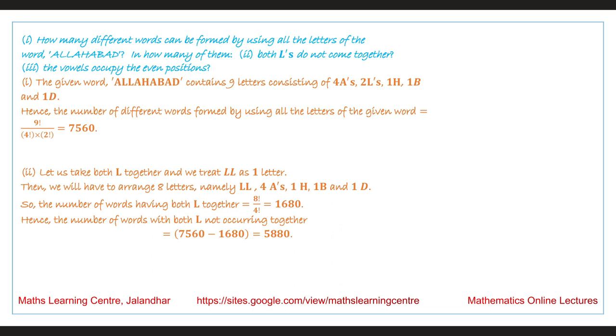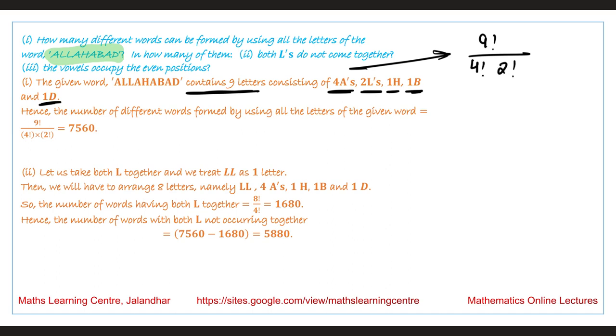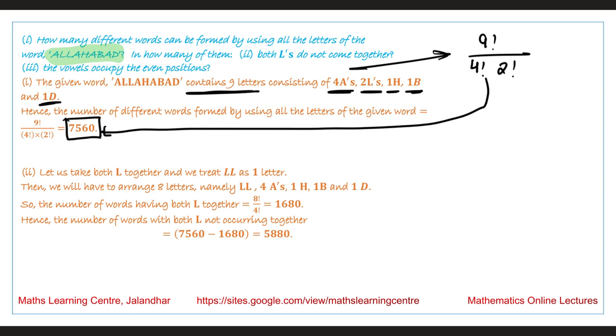Next is, how many different words can be formed by using the letters of the word Allahabad. So the total number of letters we have is 9, out of which 4 A's are there, 2 L's are there, 1 H, 1 B and 1 D is there. So the total number of ways we will have is 9 factorial divided by 4 factorial into 2 factorial, and on solving this the answer we have is 7560.